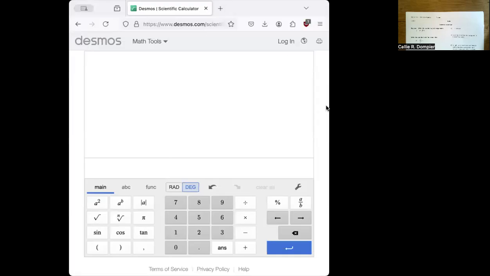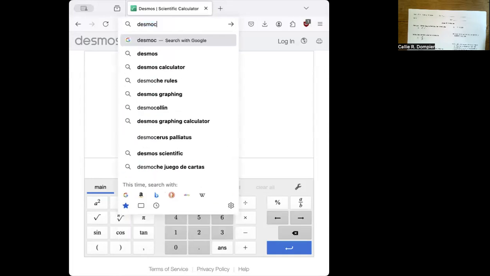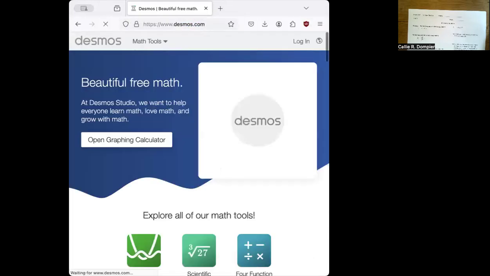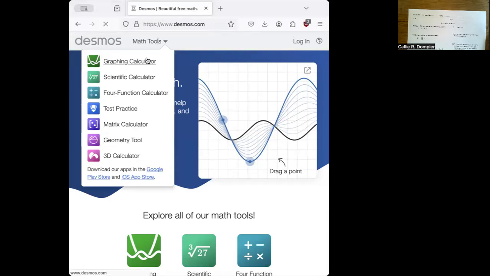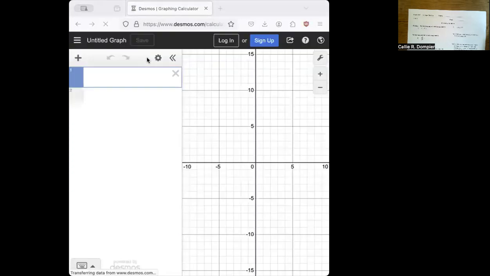All right, so here's a Desmos scientific calculator. What you want to do is you just type in desmos.com. It'll take you here, and you'll have this tab called Math Tools. Graphing calculator will help you in future units when we have to graph.